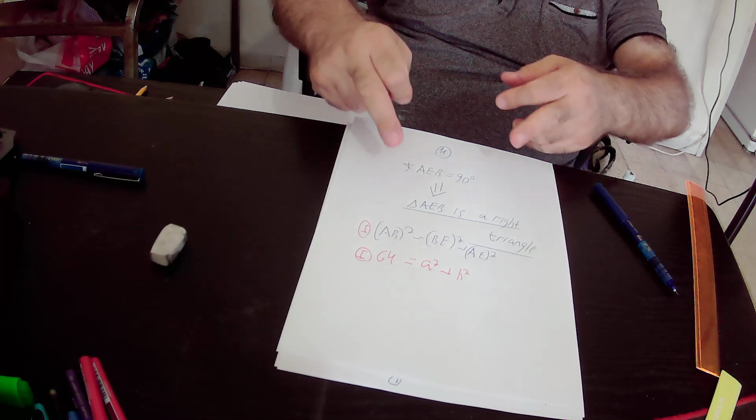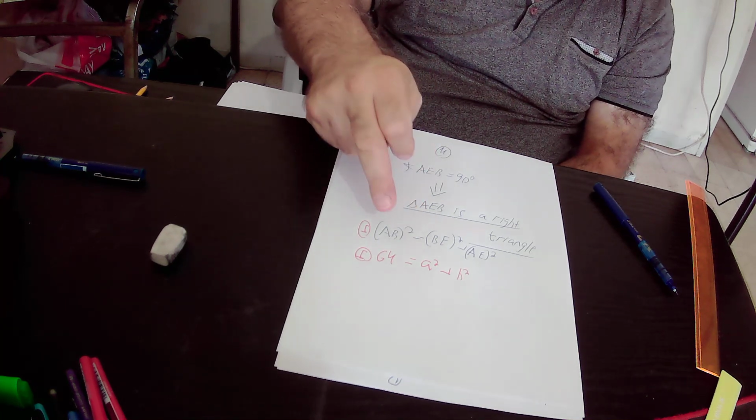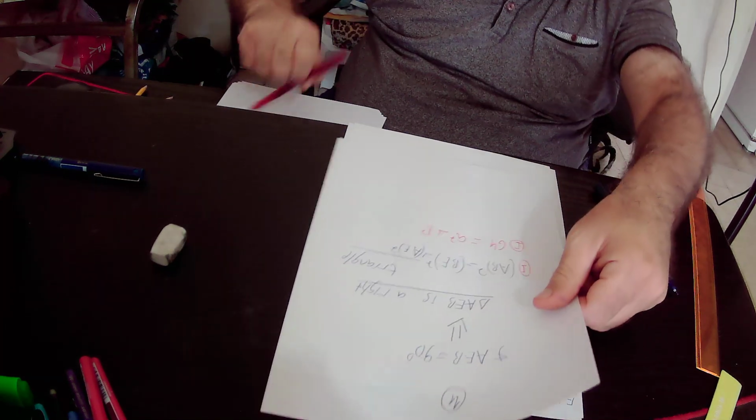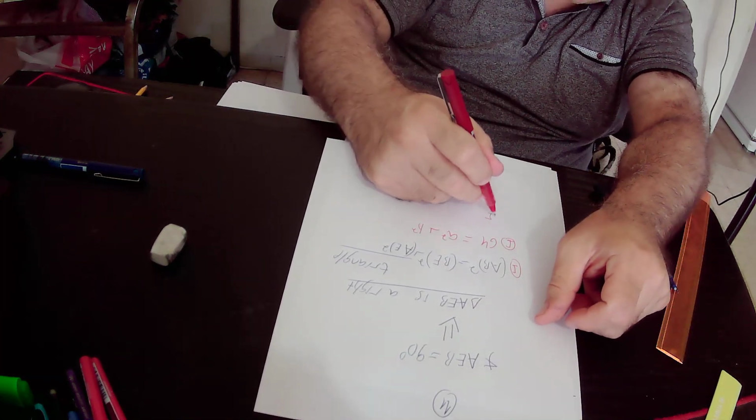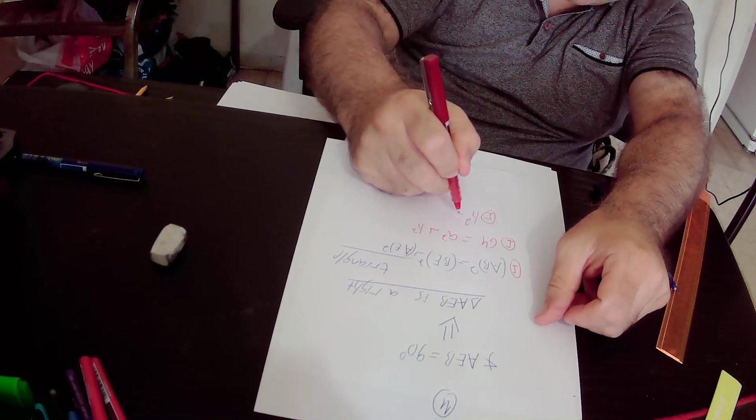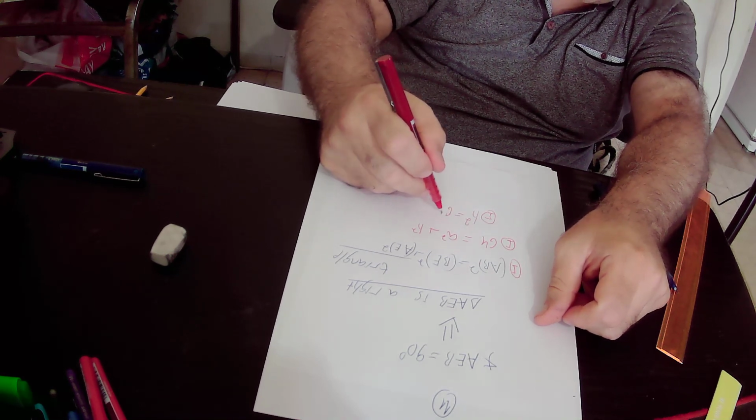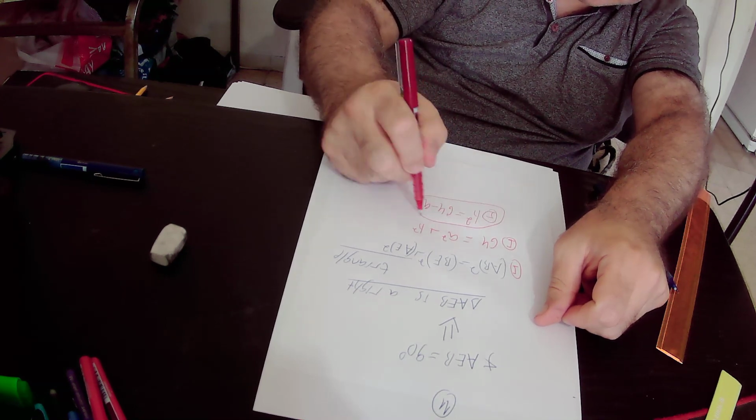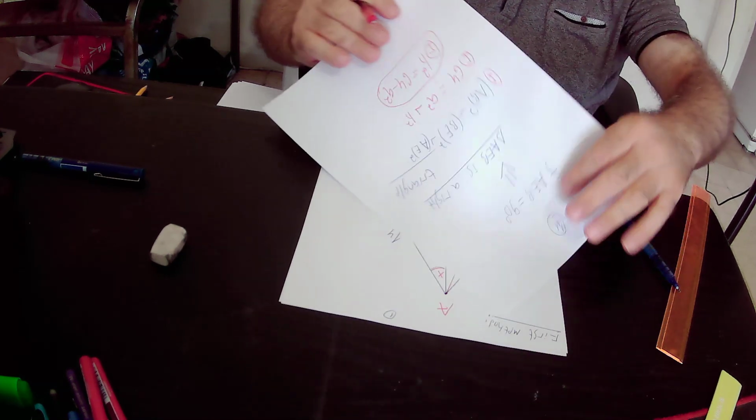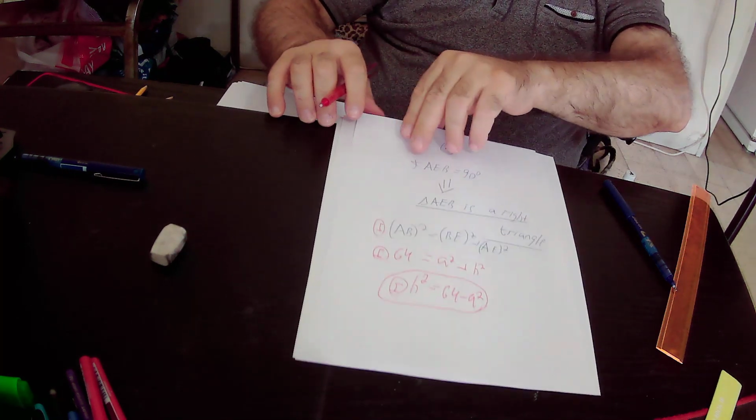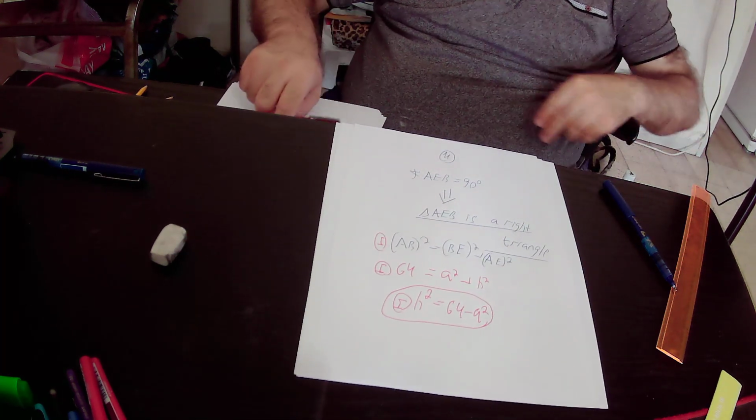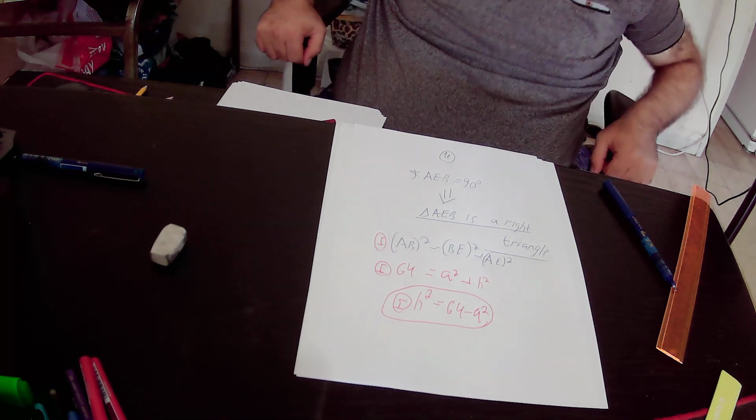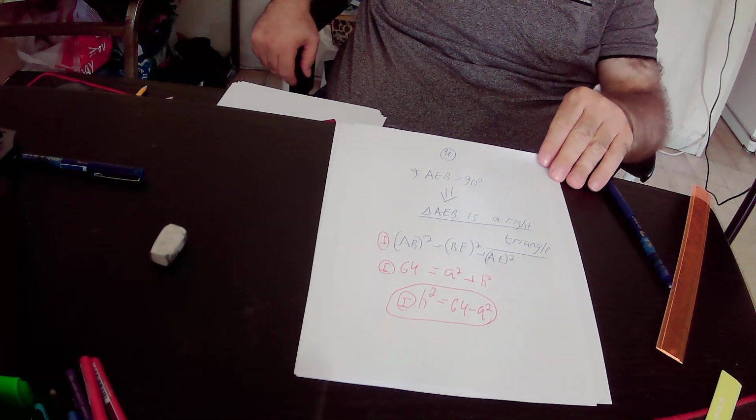Here we will subtract A square from equation number 1 and we will get that H square equals 64 minus A square. So we found out that H square equals 64 minus A square.